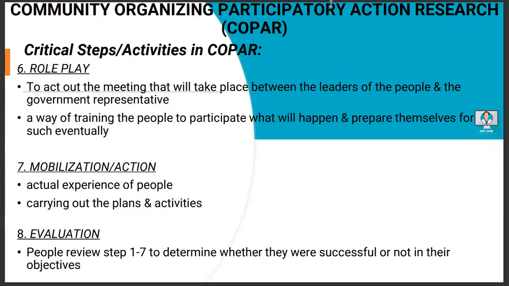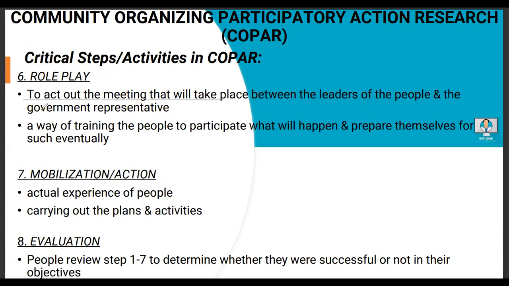Then role play. Okay, what is that? Are we going to play-act in the barangay, ma'am? No. To act out the meeting that will take place between the leaders of the people and the government representative. A way of training people to participate, what will happen, and prepare themselves for such eventually. From the word role play, it's like you're just demonstrating. And then, after you demonstrate, let them demonstrate for you. That's part of their training.